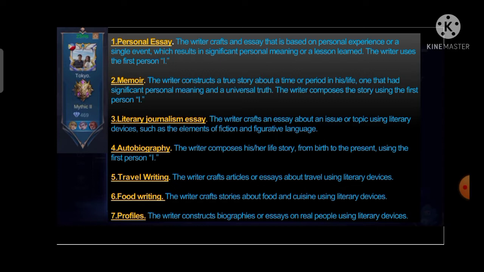And the fifth is travel writing. This is where the writer crafts articles or essays about travel using literary devices. So, it records the experience of travelers in some interesting places and circumstances. It includes vivid descriptions, illustrations, historical background, and possibly maps and diagrams.